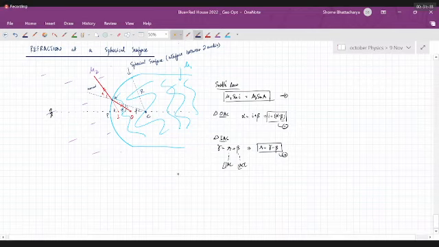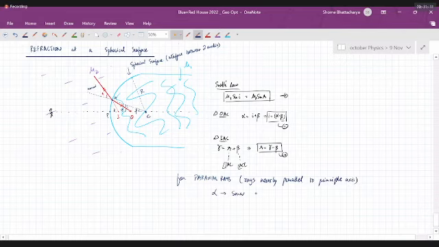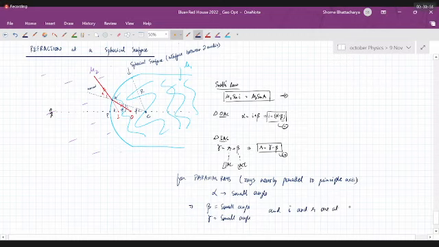Now for paraxial rays, that is rays nearly parallel to the principal axis, alpha is a small angle, and once alpha becomes a small angle, it means that beta will also be small, gamma will also be a small angle, and therefore I and R are also small angles. All the angles in the figure are actually very small.